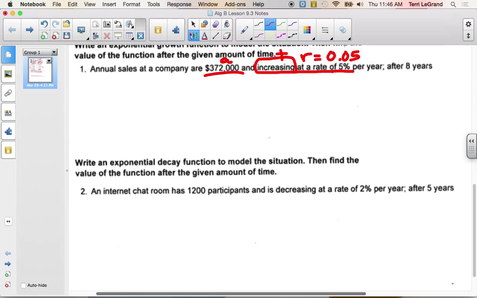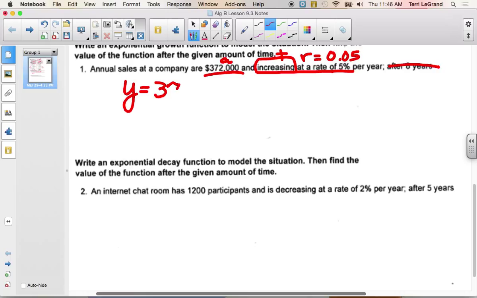And right now, we don't even care about the 8 years. Don't even pay any attention to that for right now. I just want you to write a model without worrying about the 8 years. I crossed it out for a moment, because I want you to write me a model that does not have that 8 in it. So, y, the final amount, equals what?